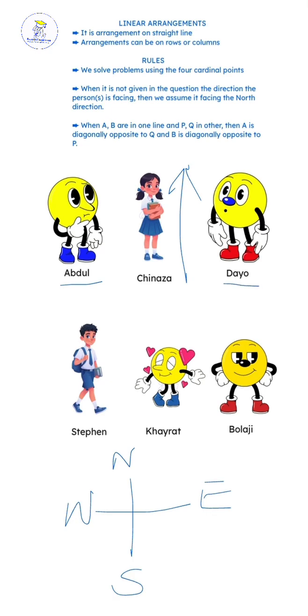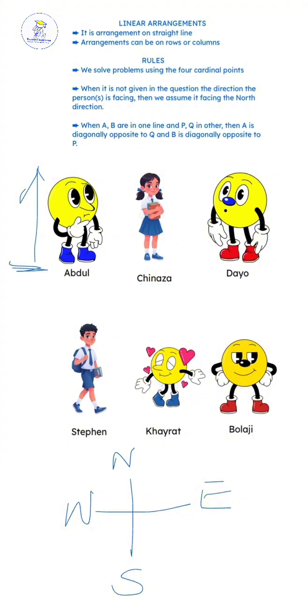Let's take another example, Abdul. If Abdul is facing north as well, just like we made the assumption, he is facing this way. The left hand side of Abdul, there is nobody there, and the right hand side of Abdul is Chinaza to the immediate right. To the second right will be Dayo.